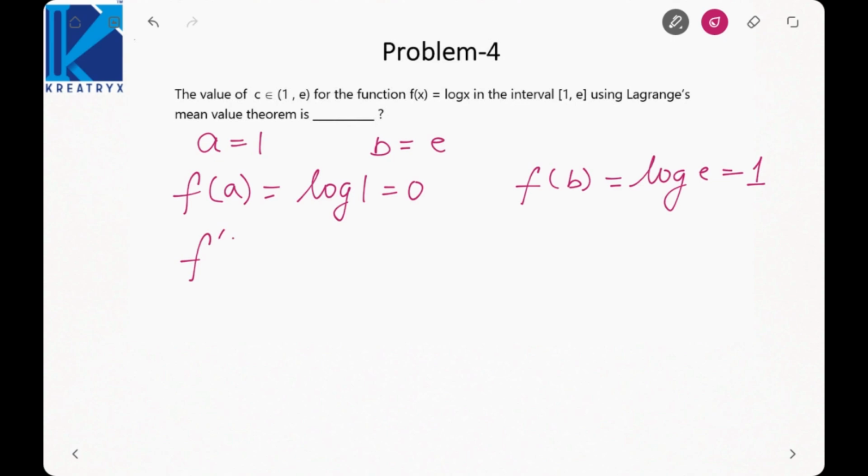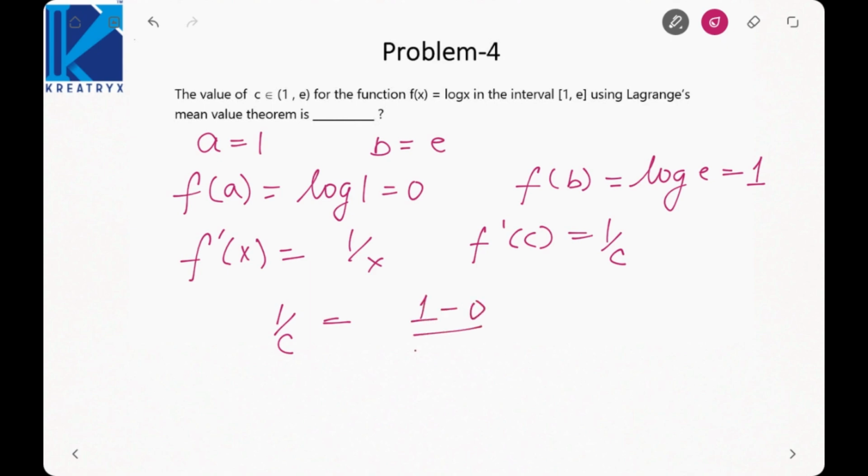Now if we take the derivative, it will come out to be 1 by x. So what will be the derivative at c? 1 by c. Now according to LMVT, derivative will be equal to fb minus fa, that is 1 minus 0, over b minus a, that is e minus 1. So c will come out to be e minus 1. Okay, and it will lie between 1 and e. So that is how you apply the Lagrange's mean value theorem.